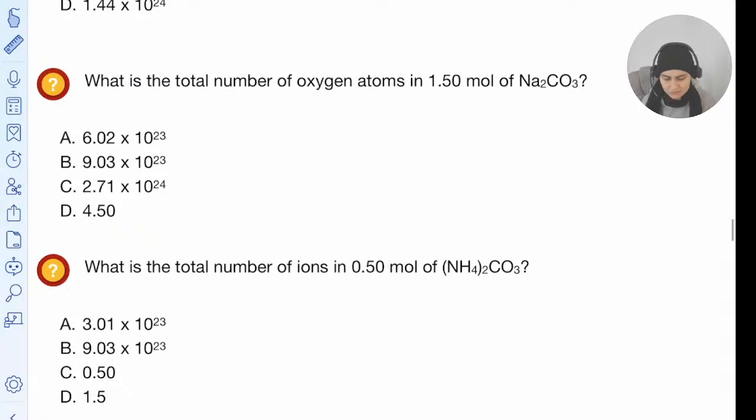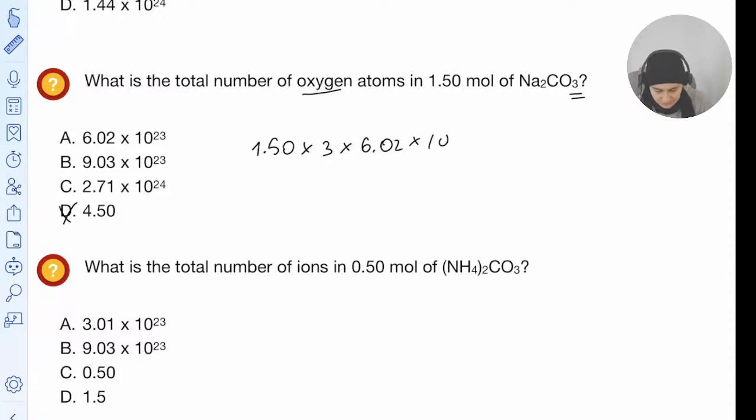Then what's the total number of oxygen atoms in 1.5 moles of Na2CO3? So what do we need? We need the number of atoms, not the moles of atoms, so it's not D, at least. Yeah, if you're guessing, well, D is too small. D looks more like a moles of oxygen atoms. And then we do 1.5 times oxygen 3 times 6.02 times 10 to the 23rd. And that looks like C.